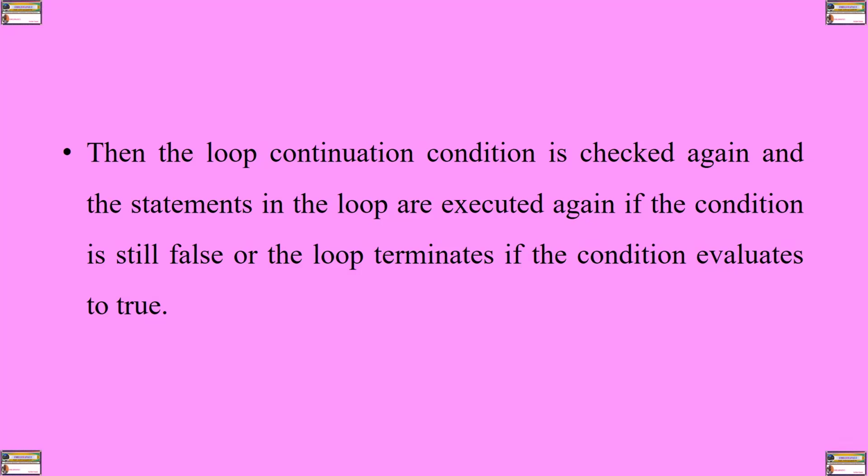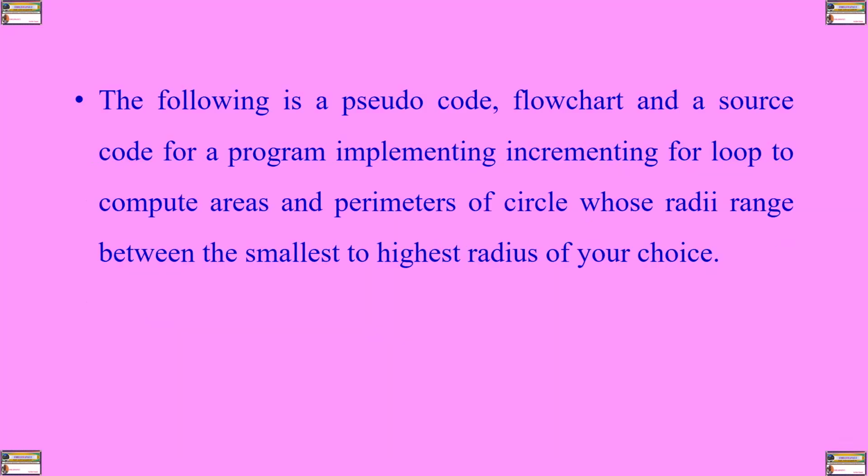Then the loop continuation condition is checked again, and the statements in the loop are executed again if the condition is still false, or the loop terminates if the condition evaluates to true.